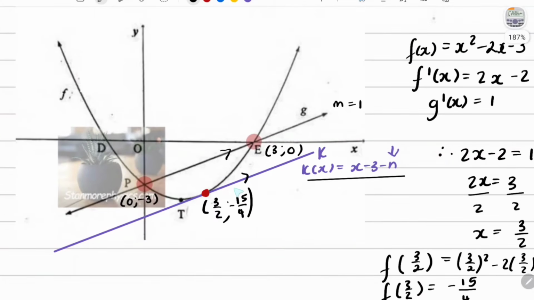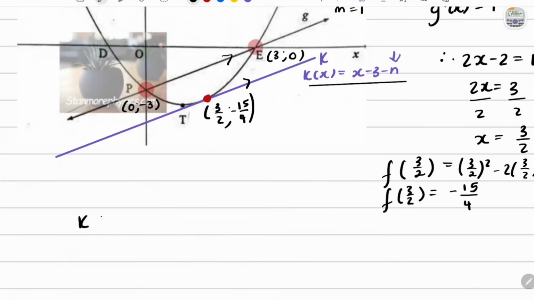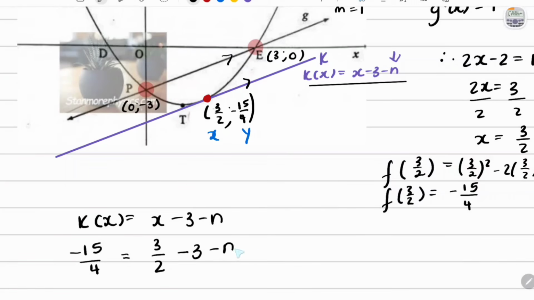So now we can use this point because we know the only way that this can be a tangent to this graph is if this is the point of intersection between the graph of f and the graph of k. So we're going to take our equation of k and substitute this point into that because we're saying that this is really a point on k. Okay, so we found that, and now we can just say k of x is equal to x minus 3 minus n, and substitute this point in as our x and our y value. So the y value, negative 15 over 4, is equal to, and then our x value is 3 over 2 minus 3 minus n.